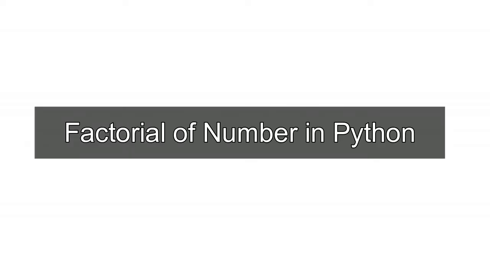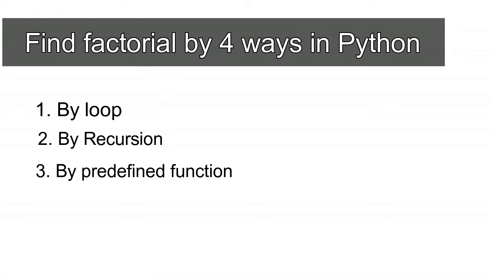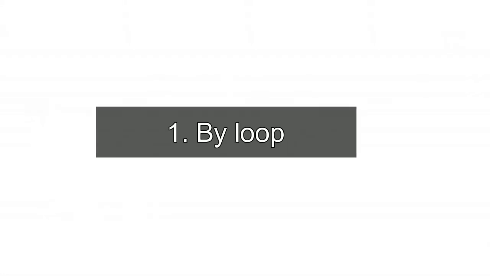Today we are going to write a program of factorial in Python. We write the program in 4 ways: by using a loop, by using recursion, by using a predefined function, and in one line. So let's see the first method.